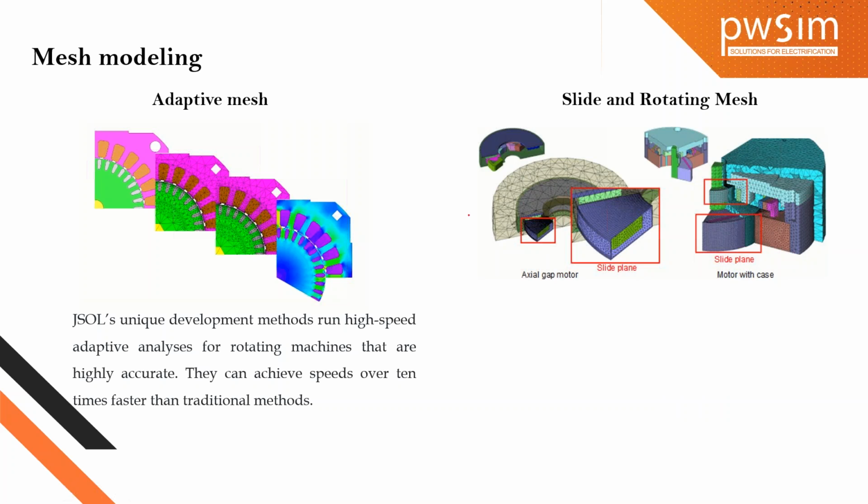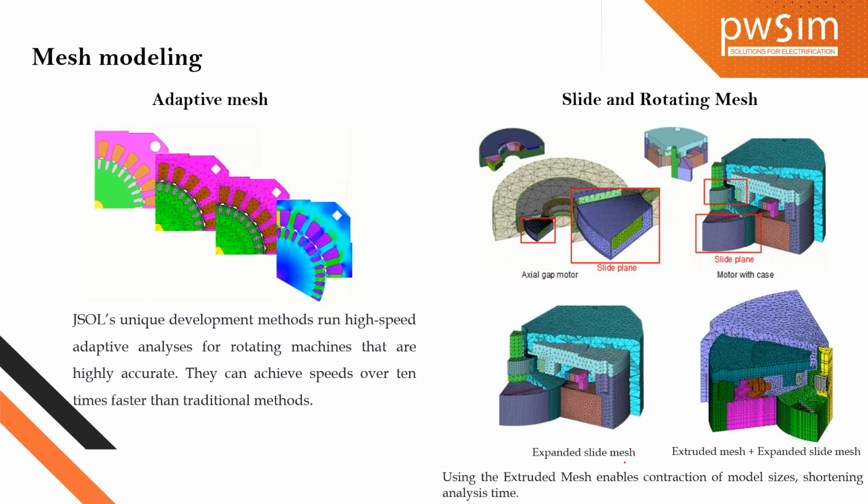So you can see for the axial gap motor, we have a slide plane in the air region between the stator and rotor. So this kind of meshing technology can be used in JMAG for the rotating machines. Also this is the motor case example. So here is the slide plane between the stator and rotor in the air region.